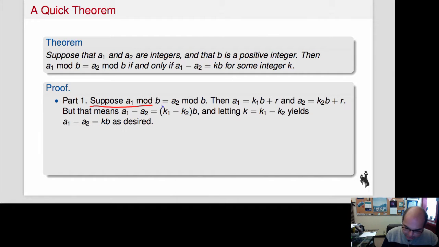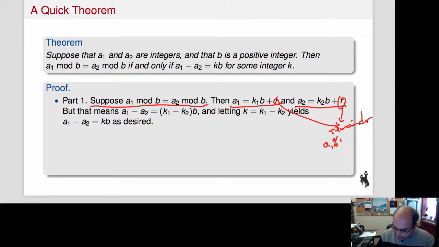We're going to assume that a1 mod b is equal to a2 mod b. So what does that mean? That means that a1 is written as k1 b plus r, and a2 is written as k2 b plus r. Why is that? This is the remainder. The remainder of a1 and the remainder of a2 are equal, so I can just call it r in both cases. Once I do that, a1 minus a2 is (k1 minus k2) times b, just rearranging terms.